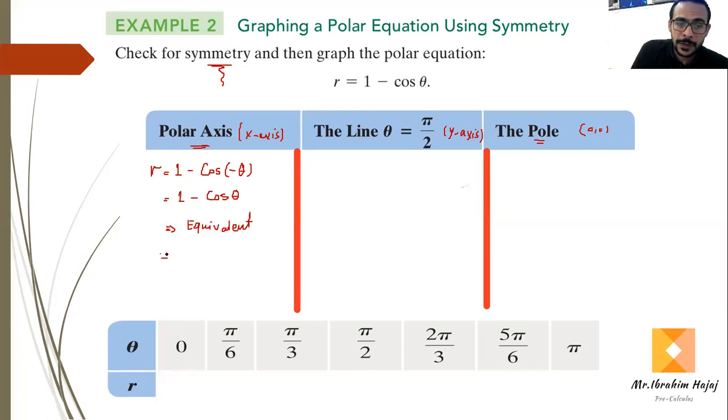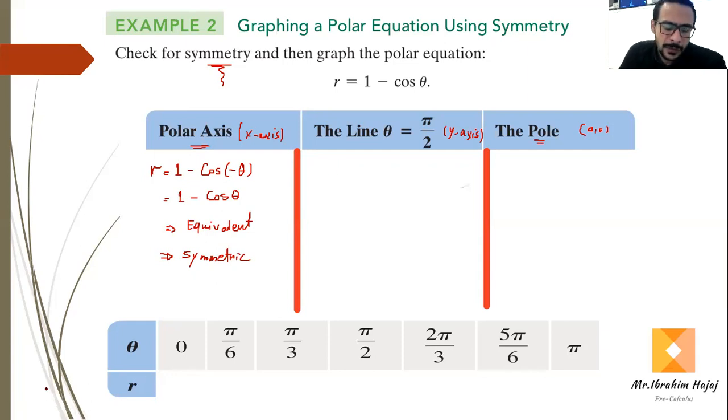Because it's equivalent, it may have symmetry with respect to the polar axis. So we write here it's symmetric. We write symmetry.